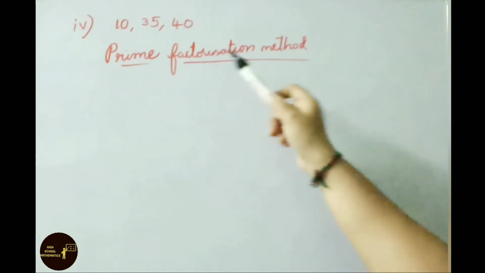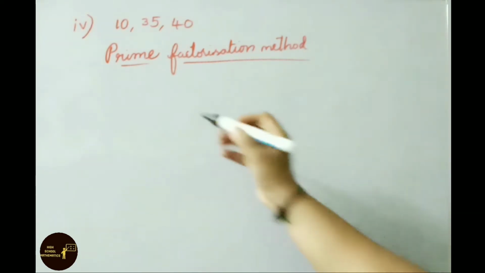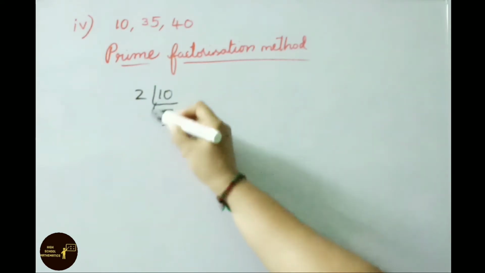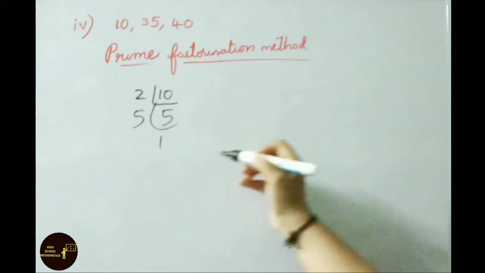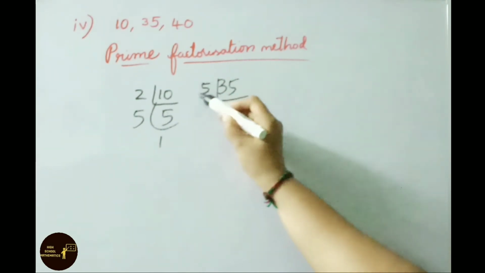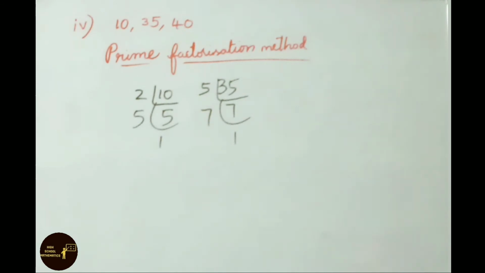See fourth sum, we are going to solve it by prime factorization method. Now let us divide 10. 2 table, 2 5s are 10. 5 table, 5 ones are 5. Now 35 we shall divide it. 5 table, 5 sevens are 35. 7 table, 7 ones are 7.